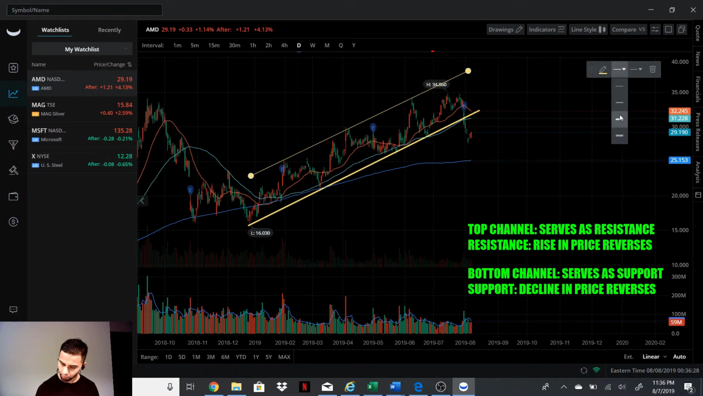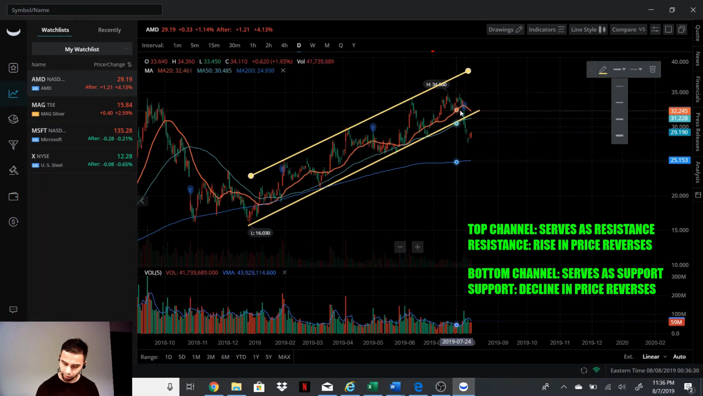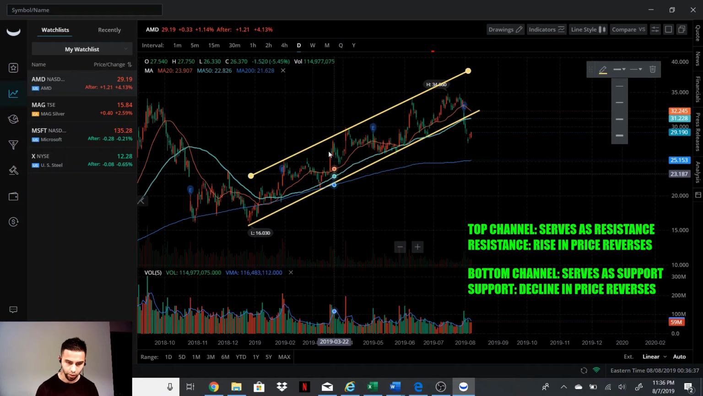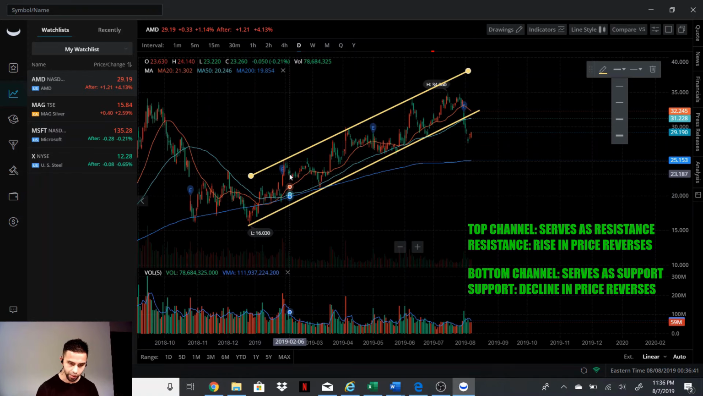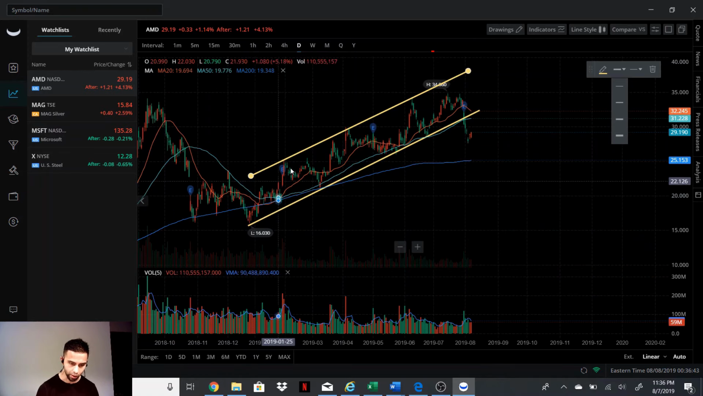thicken it out. Okay, so the technical analysis begins by connecting these trend lines, the bottom channel and the upward channel. So as you can see, this chart is doing exactly what it always does. It rallies up and it pulls back, and rallies up and pulls back.